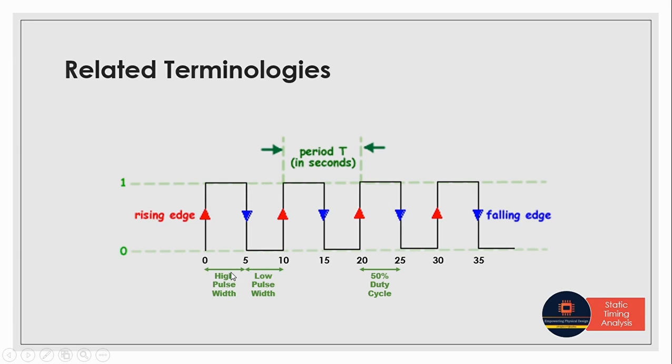High pulse width is also known as active pulse width or on pulse width, and low pulse width is also known as off pulse width or deactive pulse width. Whenever high pulse width is equal to the low pulse width, only then will we get a 50% duty cycle. And this total, from the rising edge to the falling edge, till we go for the next rising edge, this particular waveform we call the total clock period.